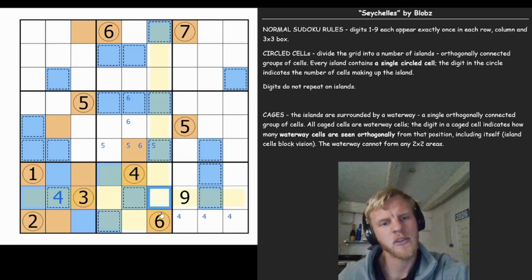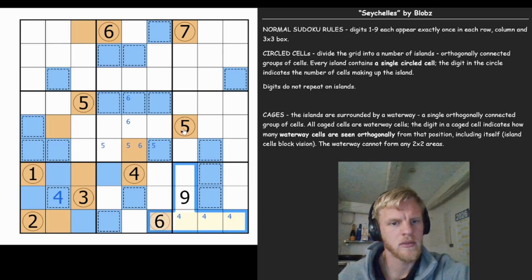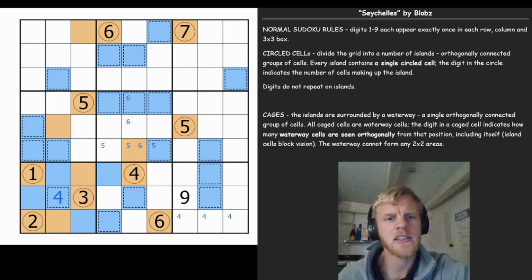So the 6 can go up, or the 4 can go down. 6 can also be like this. 5 could be like this. But the 9 never belongs to 5 or 4. And I think the islands can form 2 by 2 areas because it's not especially mentioned.